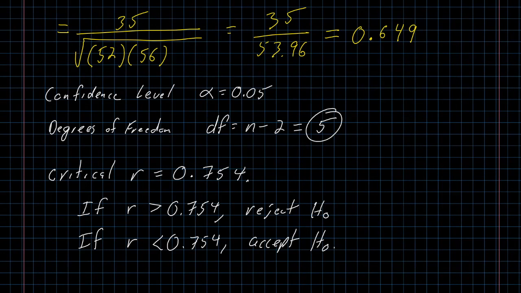In this case, our R value, 0.649, is smaller than the critical R value, 0.754. And so we are going to reject the alternative hypothesis. We're going to accept the null hypothesis. And with what we have, we cannot distinguish our correlation from noise. There is no confidence in the correlation to within 95% accuracy.